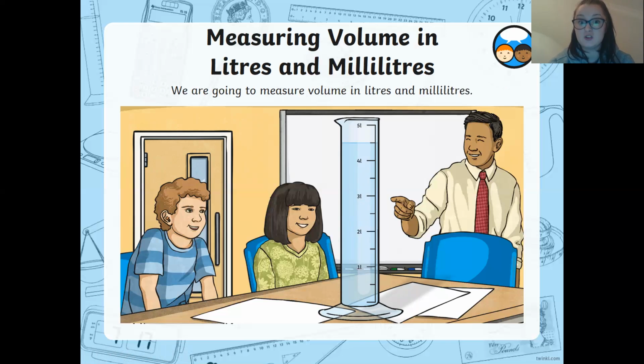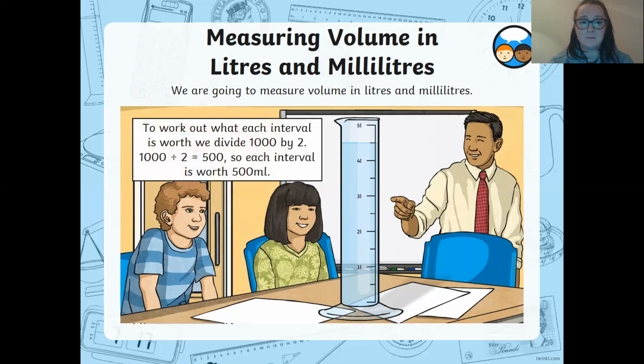So it says here, we are going to measure volume in litres and millilitres. If you look here, it's only got 2 intervals between. So what we do, we divide 1,000 by 2, and that's just the same as halving. We looked at this yesterday. So what is half of 1,000, Year 3? It is 500. So each interval in between the litre points represents 500 millilitres. So we've got 0, 500 millilitres, 1 litre, 1 litre 500 millilitres, 2 litres, 2 litres 500 millilitres, and so on.